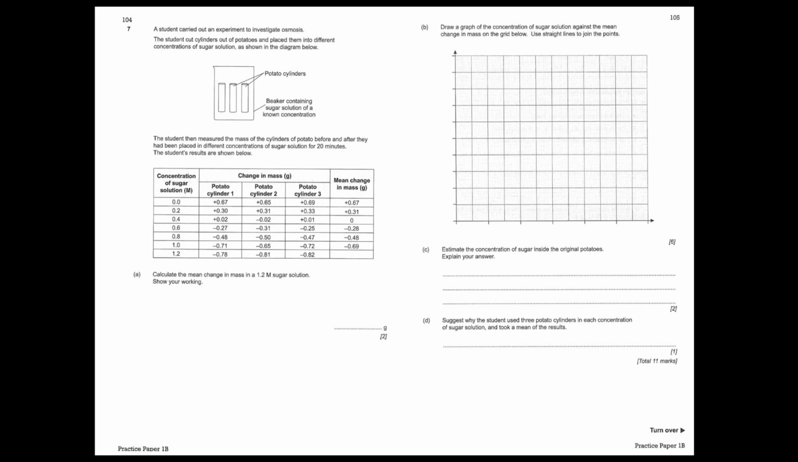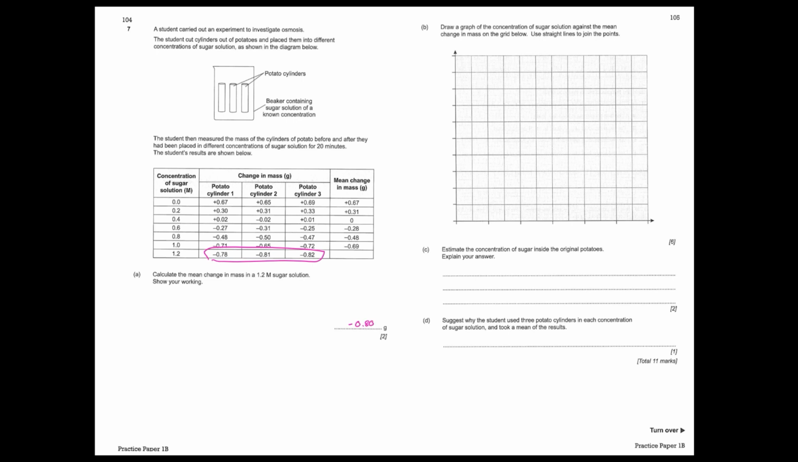Okay, so part A, calculate the mean change in the 1.2 molar sugar solution, show your working. So that's these 3 data points here. We want an average of those. So we're going to add them all up and divide by 3. If we add all of those up and divide by 3, what do we get? Okay, to 2 decimal places it's going to be minus 0.80.